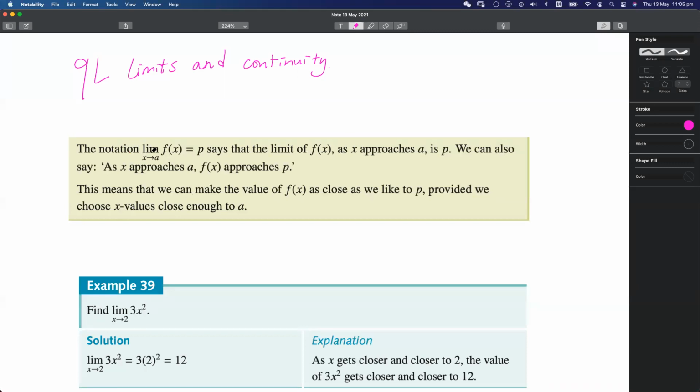When you read these, you don't really need to read "limit". You can just say as x approaches a, f of x approaches p. This means that we can make the value of f of x as close as we like to p, provided we choose x values close enough to a.